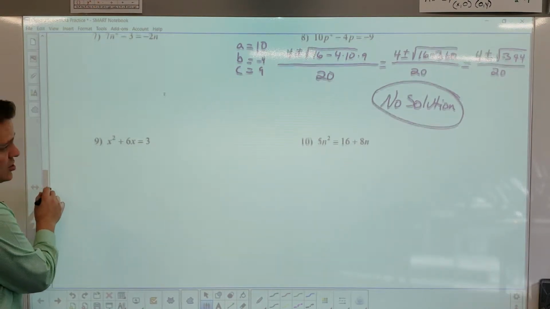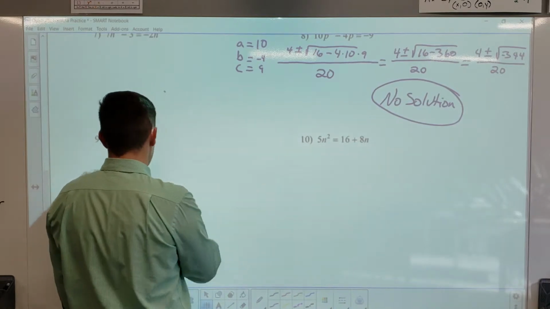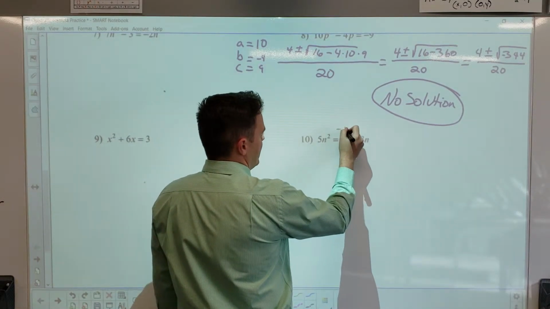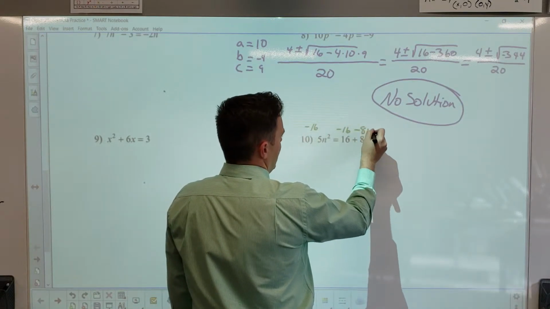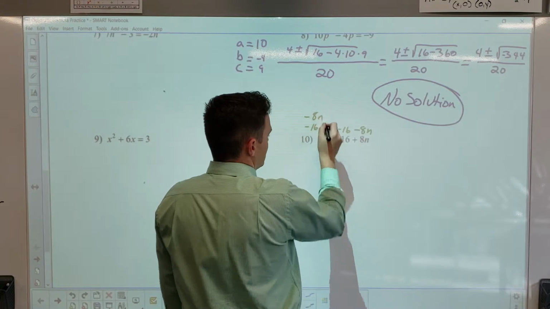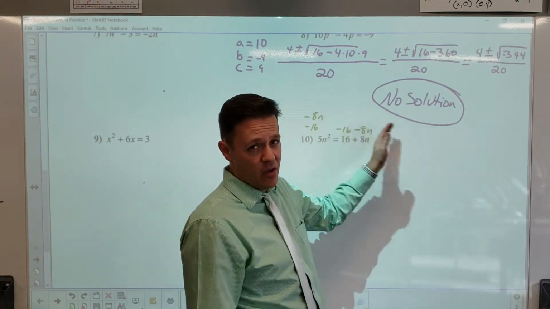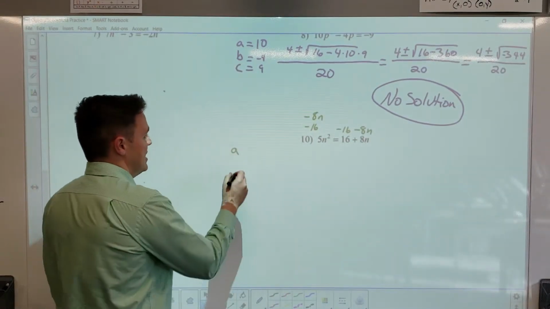Number 10, last one I'm doing today. When you do number 10, same setup. Okay, A. So what I'm going to do is I'm going to move everything to the left. So I'm going to do -16 over here, -8n, -8n. And so what I want you guys to do is for everybody that did the opposite, where they took the 5 and brought it over to that side, check your answers and see if we get the same thing. We should get the same answer.